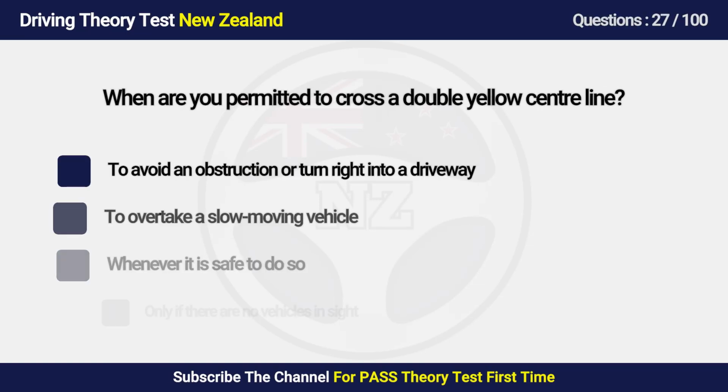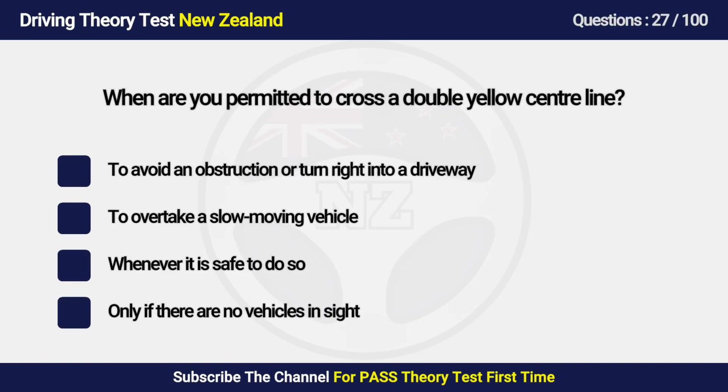Question 27. When are you permitted to cross a double yellow center line? A. To avoid an obstruction or turn right into a driveway. B. To overtake a slow-moving vehicle. C. Whenever it is safe to do so. D. Only if there are no vehicles in sight. Answer is A, to avoid an obstruction or turn right into a driveway.